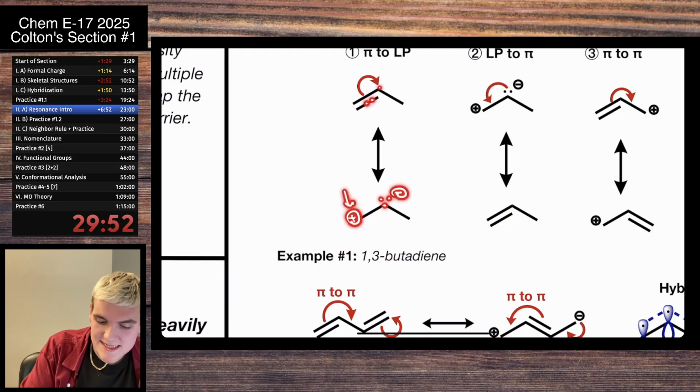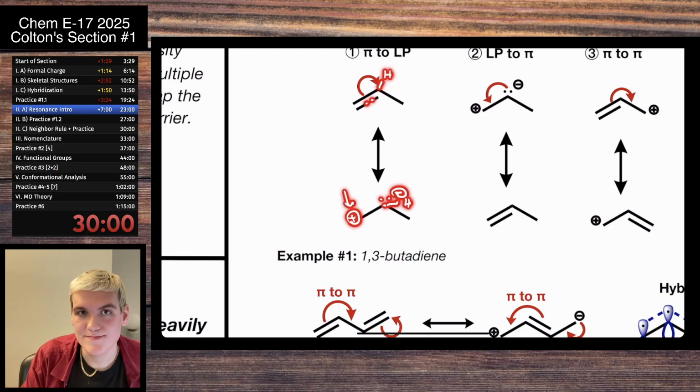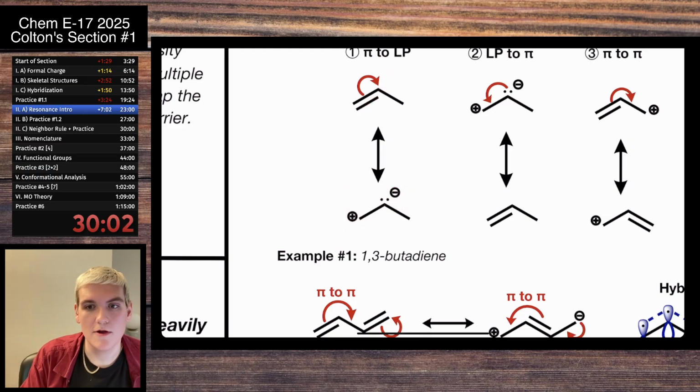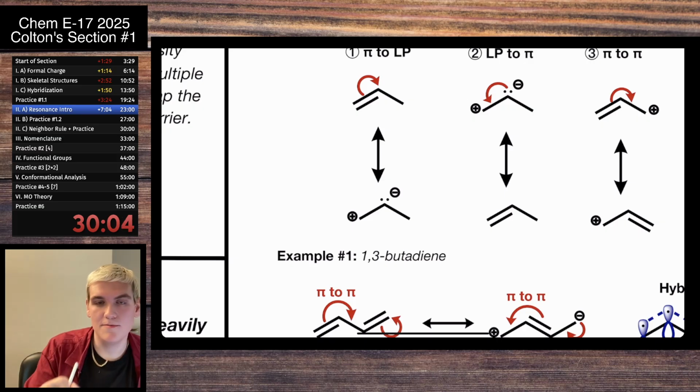Because remember, there is a sneaky hydrogen over here. So this has a sneaky hydrogen that's going to be 3 bonds and a lone pair on a carbon, so she's going to be negative. So that's our first legal move, going from a pi bond to a lone pair.